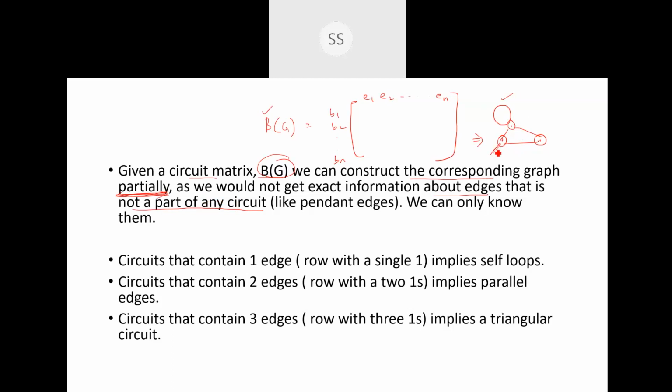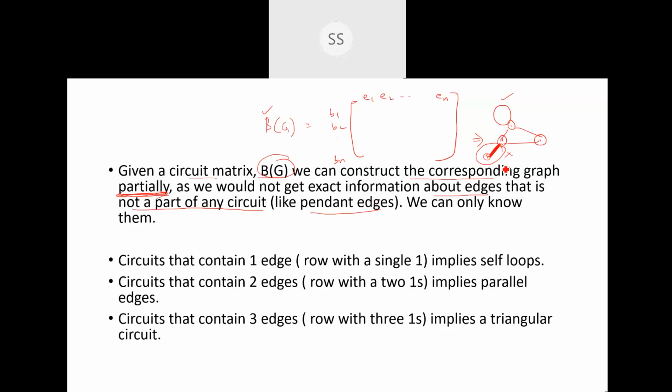Which are the edges which are not included? Say, imagine I have this particular edge. Is it forming a circuit? It is not forming a circuit, so the information of this particular vertex is lost. I cannot draw this particular edge and this vertex because that information is not there in my circuit matrix at all. That is why, if you have a pendant edge, that is an edge connecting a pendant vertex, that particular information will not be there.